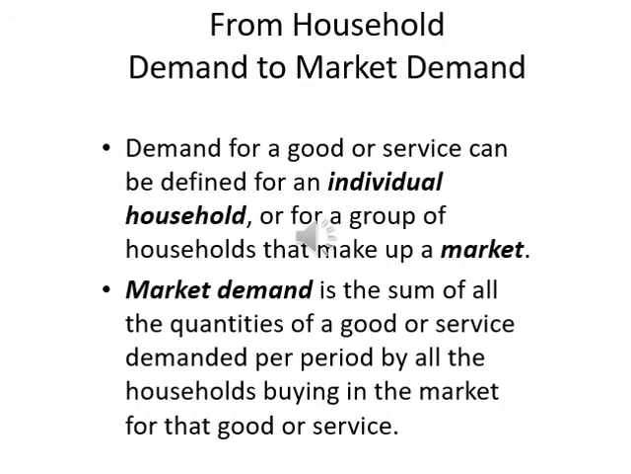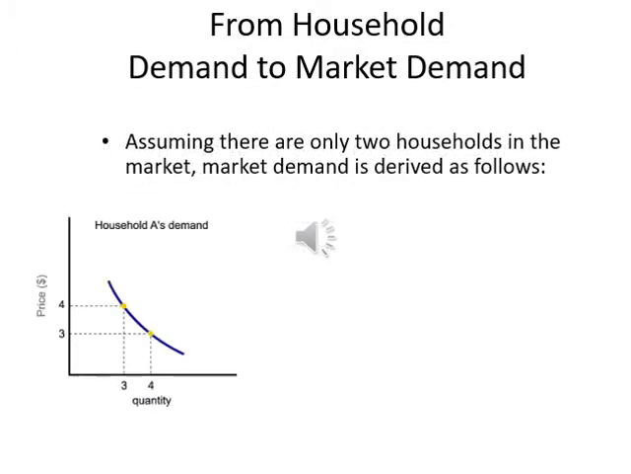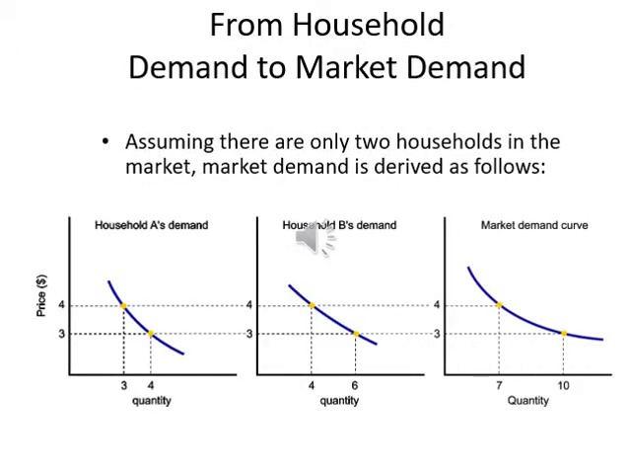Demand for a good or service can be defined for an individual household, or for a group of households that make up a market. Market demand is the sum of all the quantities of a good or service demanded per period by all the households buying in the market for that good or service. Assuming there are only two households in the market, market demand is derived as the horizontal sum of the two households.